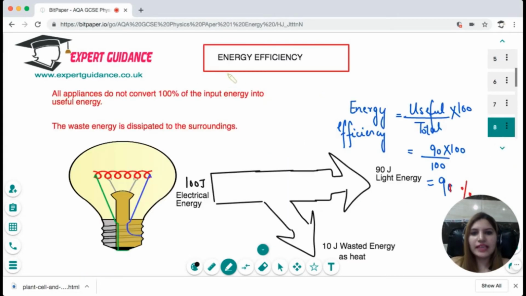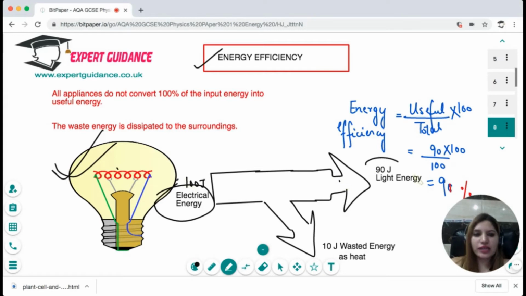Okay, next we have energy efficiency. Now, for any object, the energy is not 100% converted into the useful form. For example, you can see this example of a bulb. To a bulb, we have given 100 joules of electrical energy, out of which 90 joules get converted into light energy. The 10 joules get wasted. So what is the total input we gave? We gave 100 joules, but how much was useful? The useful was just 90 joules. So efficiency here is 90%.